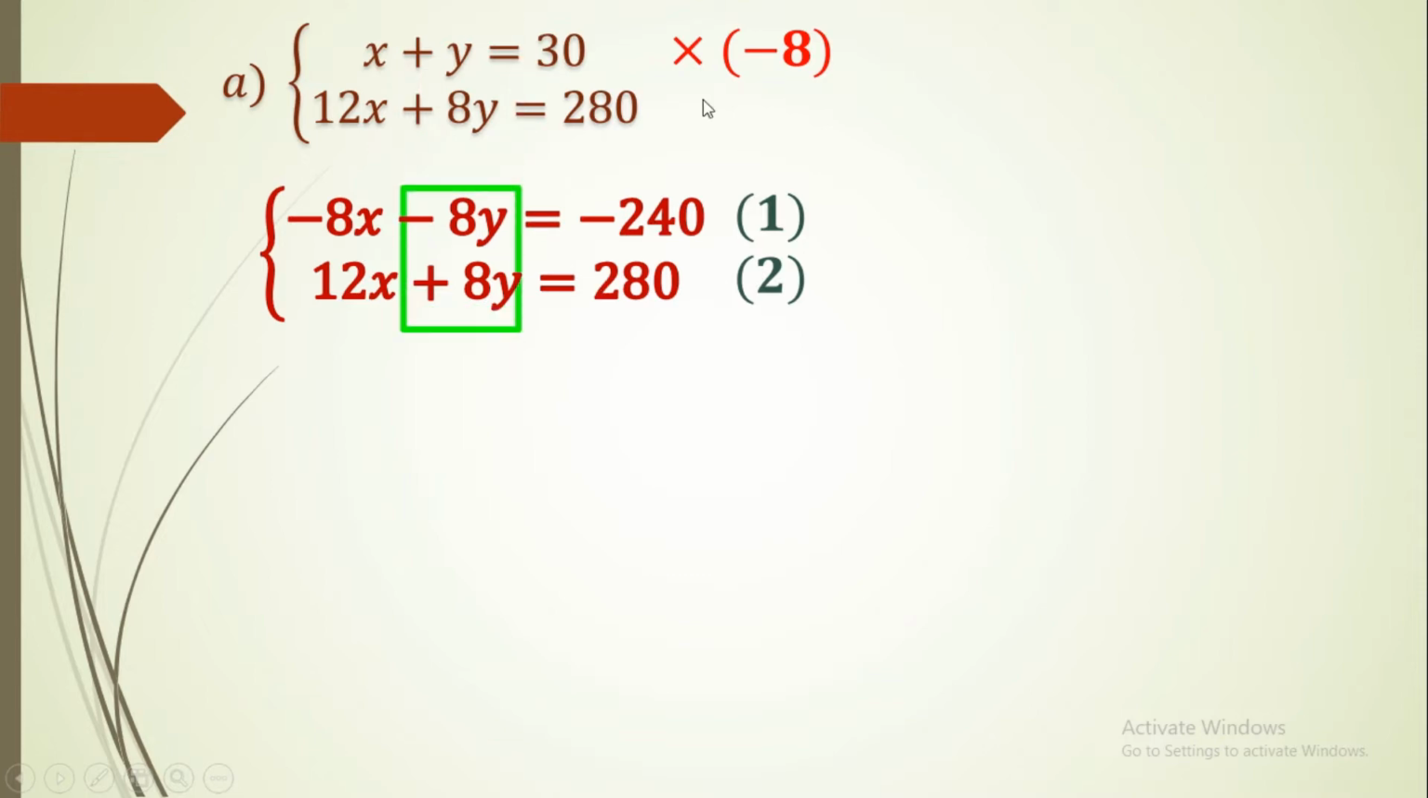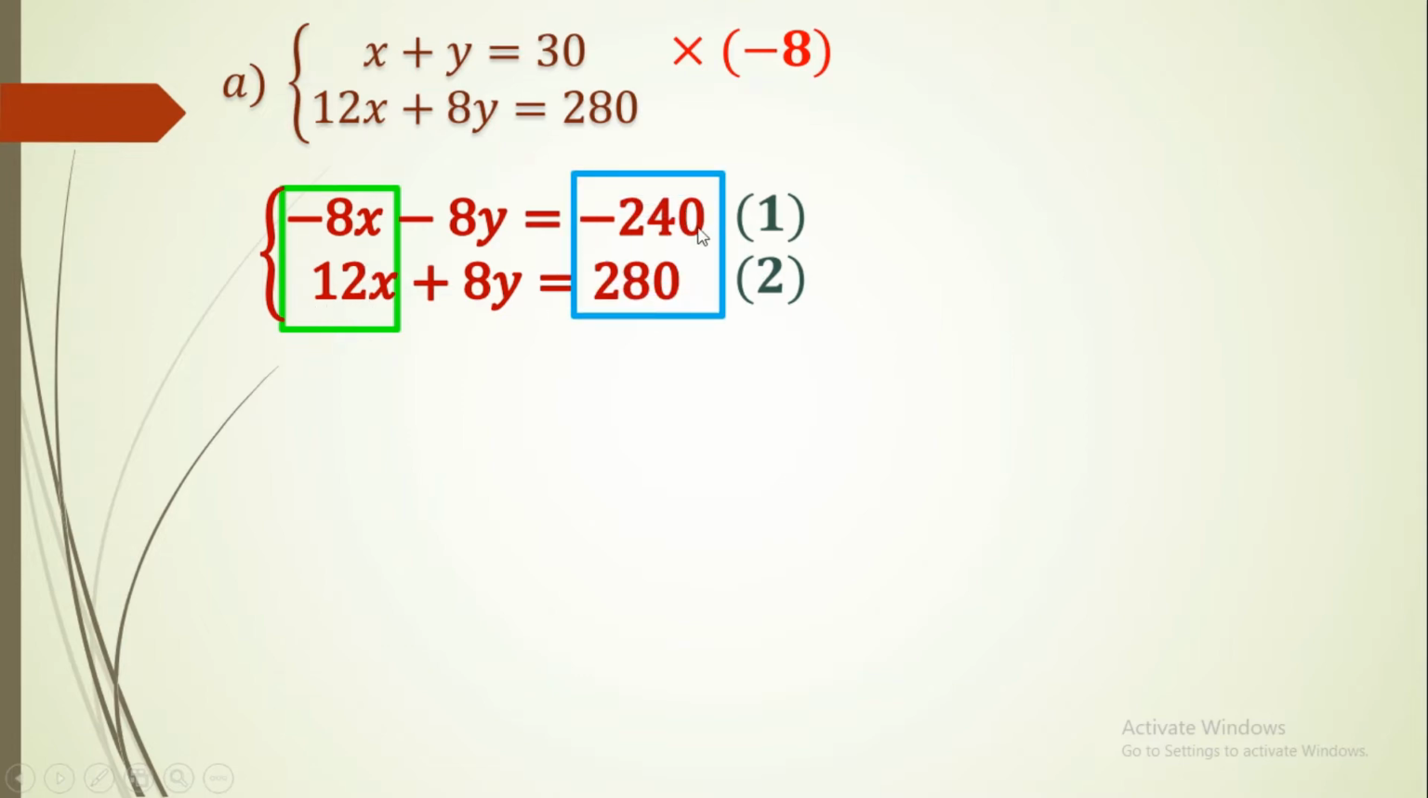Note that here after multiplying, we got minus 8y and plus 8y. If we add them, they will cancel each other. Now let's add the two equations 1 and 2. If we add minus 8x plus 12x, it will give us 4x. And if we add minus 240 plus 280, it will give us 40. So if we add the two equations, 1 plus 2, we will get 4x equals 40. Sure, here minus 8y is cancelled with plus 8y.